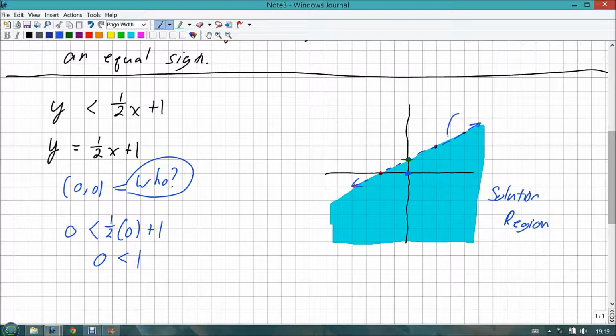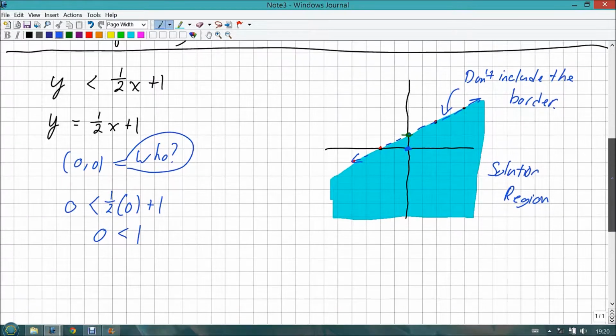Now note that the dotted line is dotted. That means we don't include the border. So don't include the border. If we had a bar underneath it, then it would be solid, in which case we would include the border.